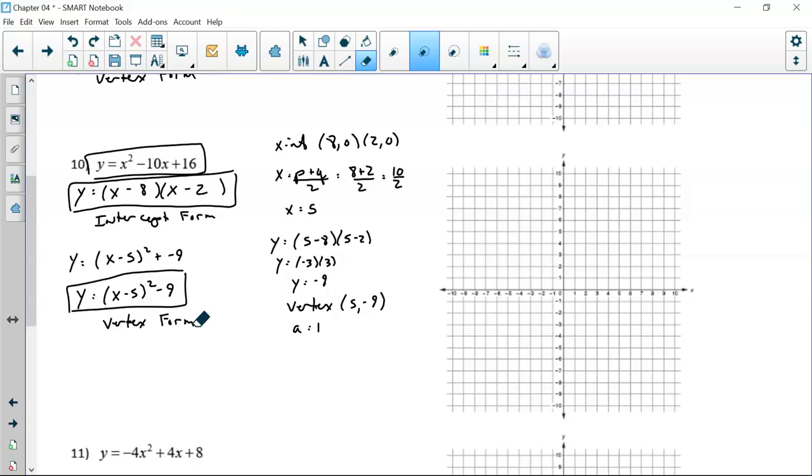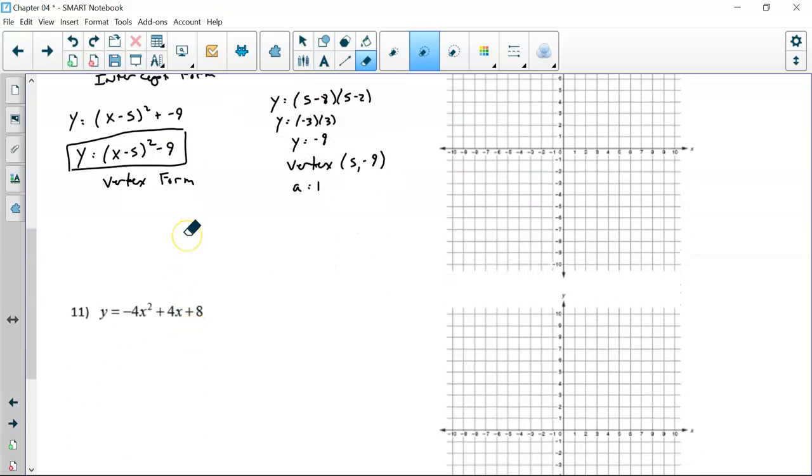The next few are a little bit more challenging. Number 11. There we have it in standard form. Take note that a in this case is negative 4. And it's going to be the same value for a for all three versions.